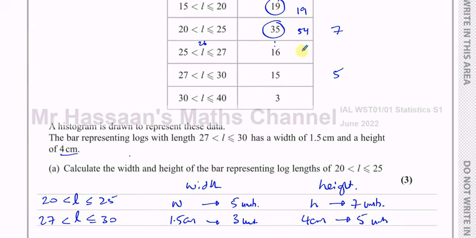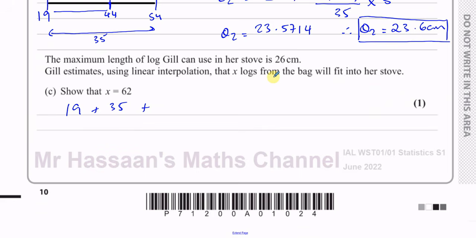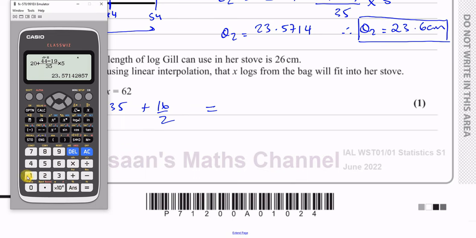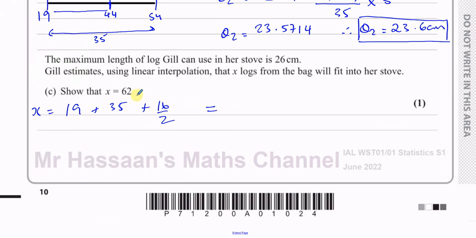We don't know the values of these 16 items, so we just assume that they're evenly spread along here. So we can say that 8 out of these are going to be in the length that we require. So we're going to say plus 16 over 2, and hopefully that will give us the correct answer. So we have 19 plus 35 plus 16 over 2, which gives us 62, and that's exactly what we have been asked to show.